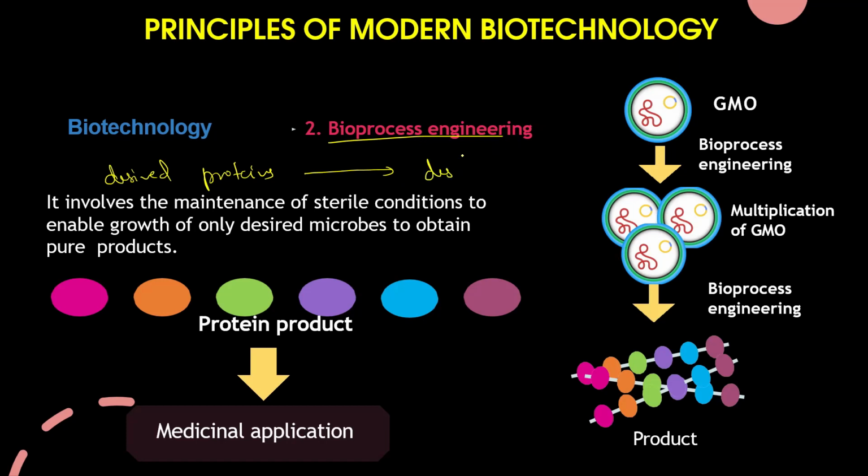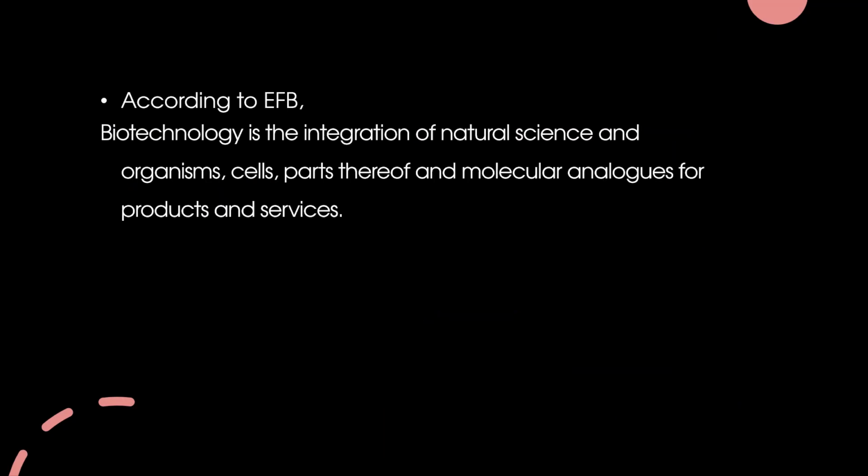It's all about the technique of how you extract a protein or a particular product from the organism in a sterile condition. That's why it is called a process. You are processing the product into a pure form without any contamination of bacteria or anything else. So remember, bioprocess engineering involves the maintenance of a sterile condition and extracting the pure product. Write down this definition. This is an important definition.